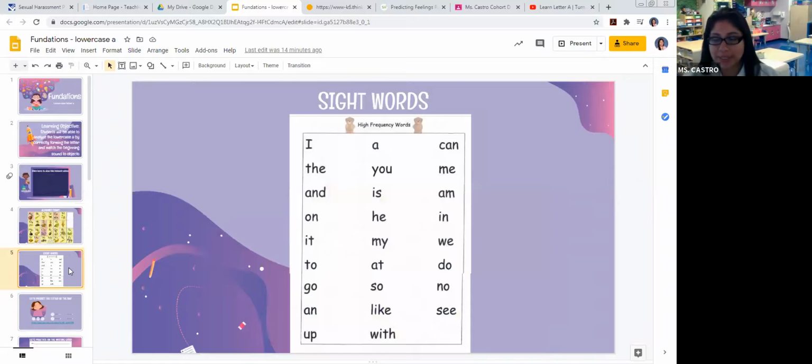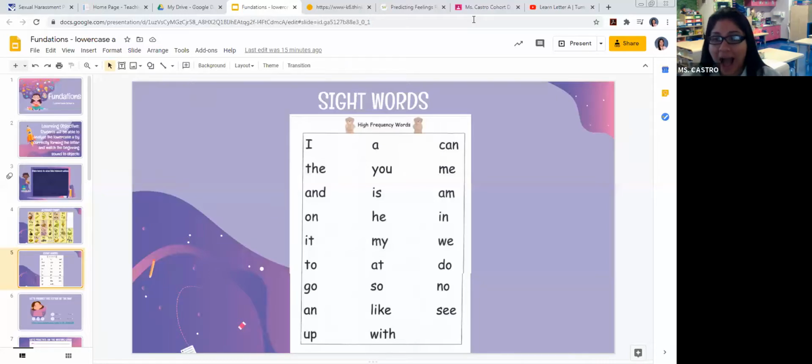Now, sight words is something that we also learn in kindergarten. Sight words are words that when we see them with our eyes, kind of like when we learned about the 5 senses, one of the 5 senses is our sight. Our eyes help us to see things. So when we see these words, right away, we know what they are. So the first sight word that we're going to learn today is the sight word I.